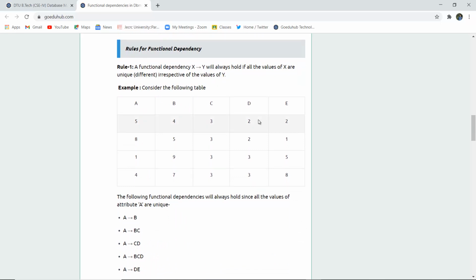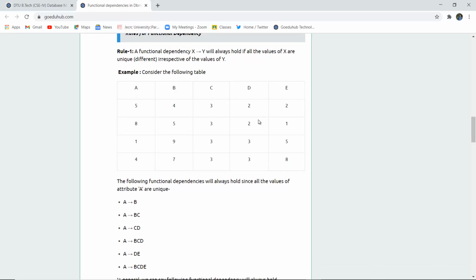The first rule is that a functional dependency X to Y will always hold if the values of X are unique and different, irrespective of the values of Y. So a functional dependency will always hold if the values of X are unique, irrespective of the values of Y, and it will always hold true.